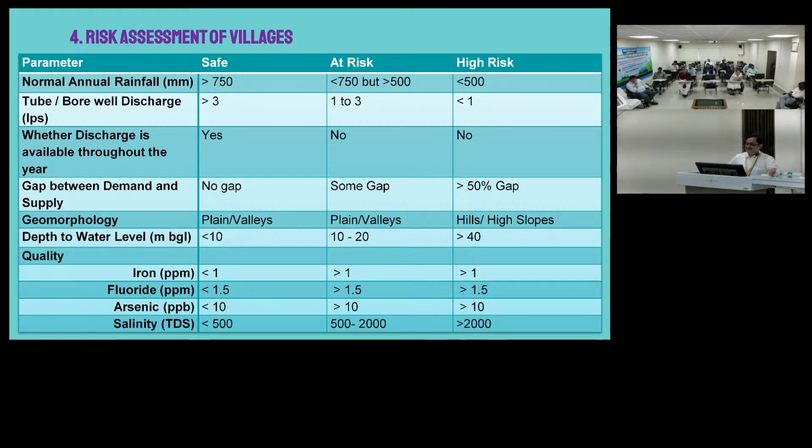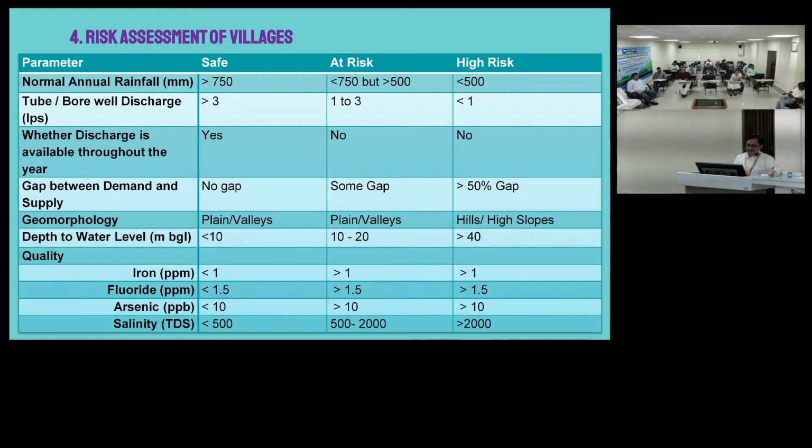We will categorize the villages in three categories: safe, at risk and high risk. Normal annual rainfall, if it is more than 750 mm, then it comes under safe area. All the parameters should come under safe area, then it is safe. Tube well or borewell discharge should be more than 3 liters per second, then that is a good discharge. Whether discharge or yield is available throughout the year, yes or no; if yes, then it is safe. Demand-supply gap, no gap. Then geomorphology, plain or valley, we have to check, and depth to water level; if it is less than 10 meters, then it is safe.